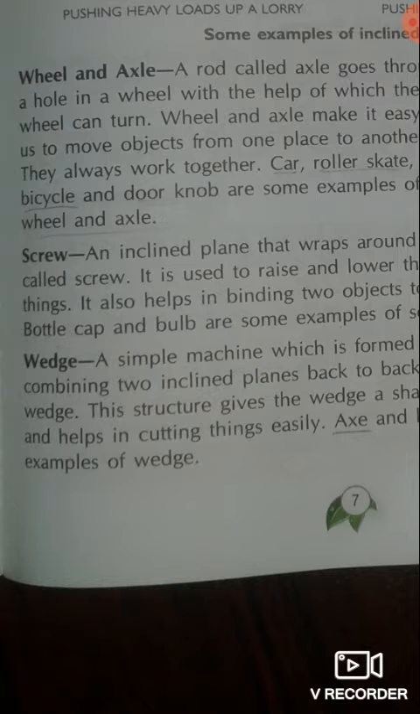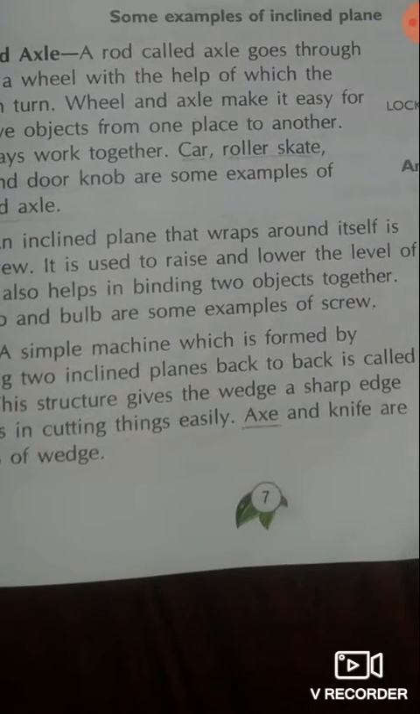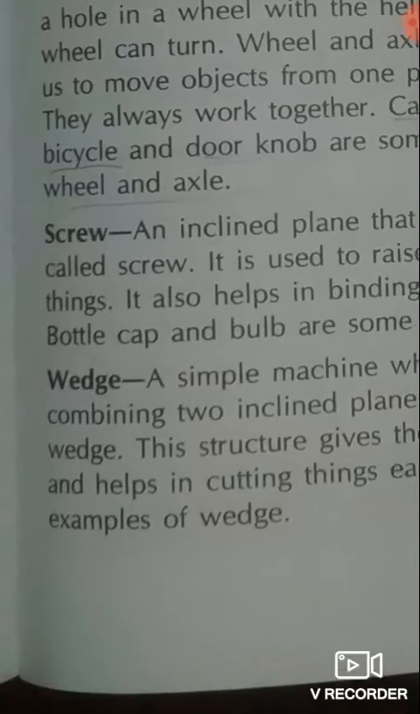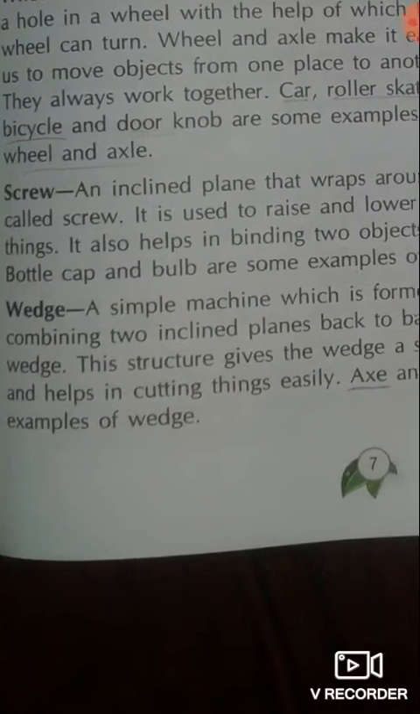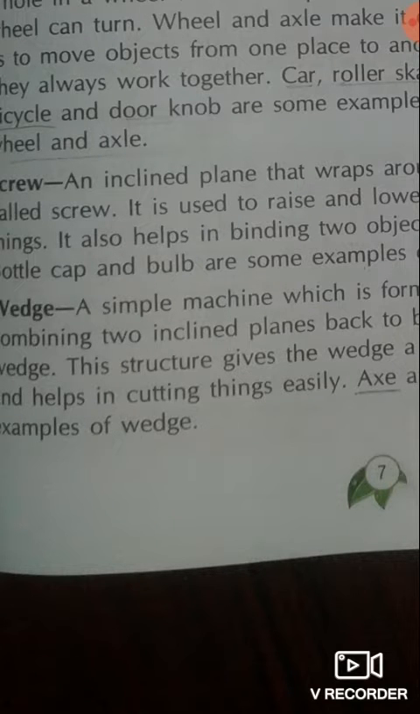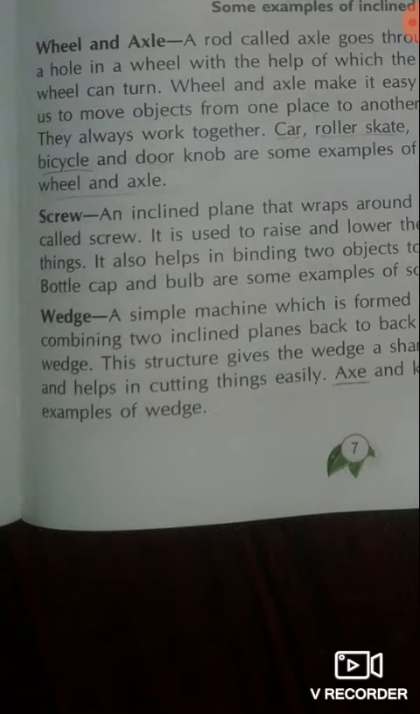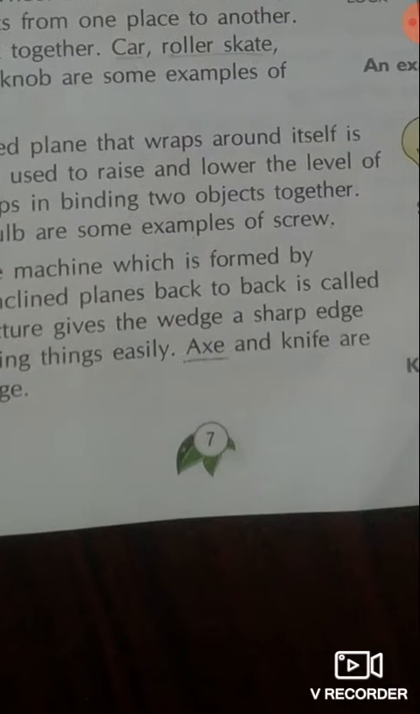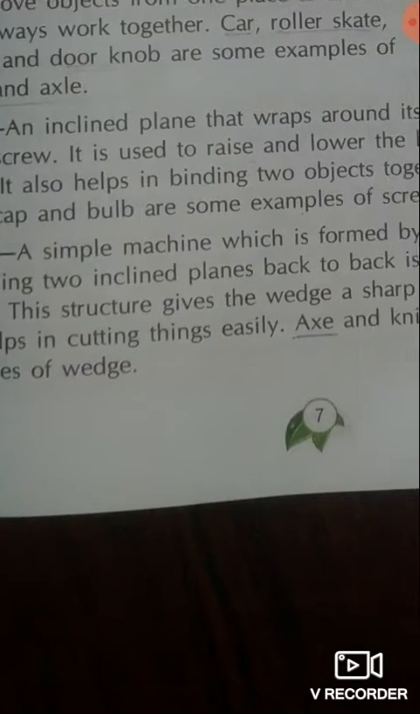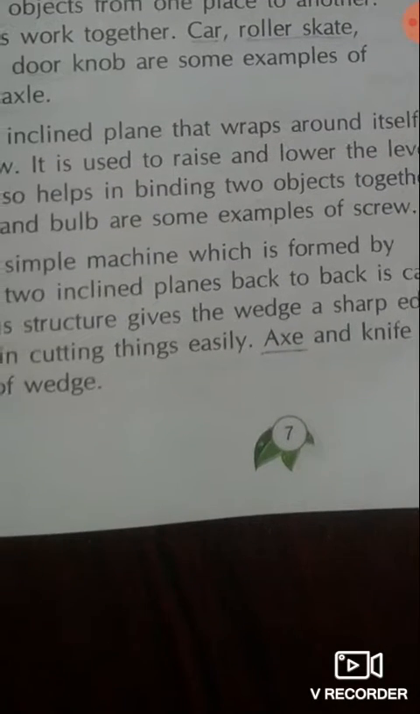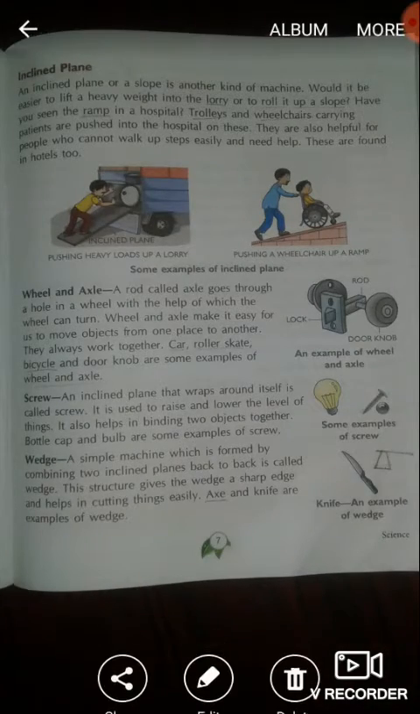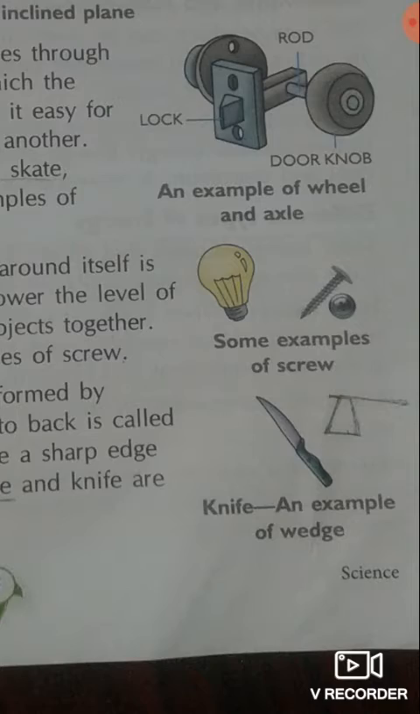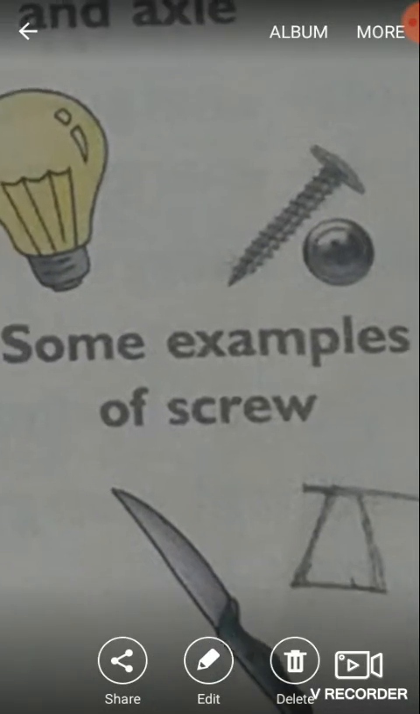Next is screw. An inclined plane that wraps around itself is called a screw. It is used to raise and lower the level of things. Okay, screw, you know, the jack used in a car, it raises up and down. Then another, it can join two things, help in binding two objects together. Screw. This is the screw, right side you can see the screw.